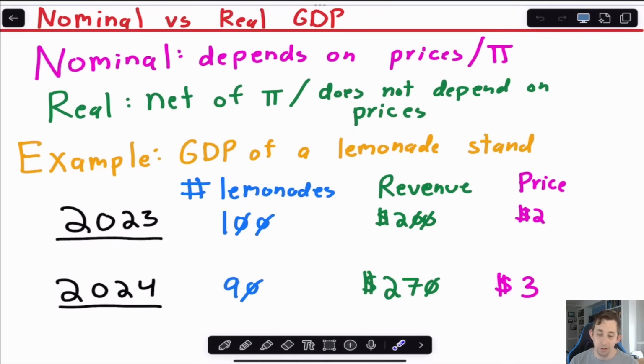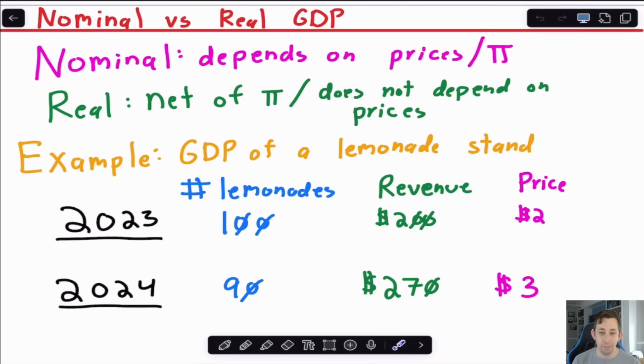Now that we've got that out of the way, let's quickly talk about nominal versus real, especially because we just talked about inflation. When we think about nominal variables in macroeconomics, nominal just depends on prices, so it's going to be subject to inflation, whereas real variables are going to be net of inflation, and they're not going to depend on prices.